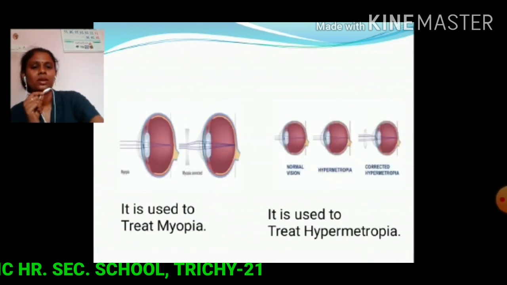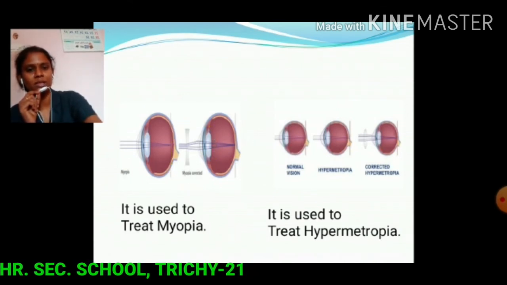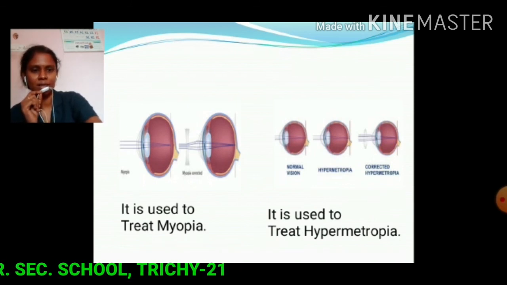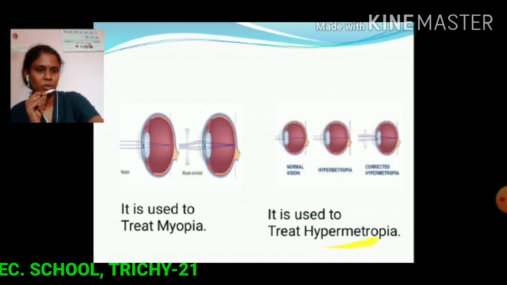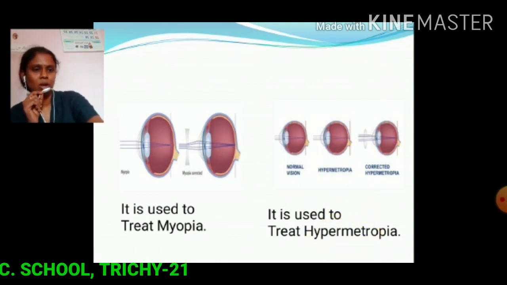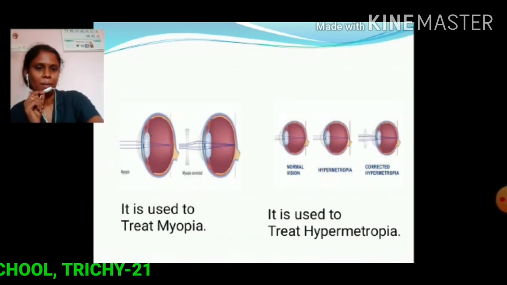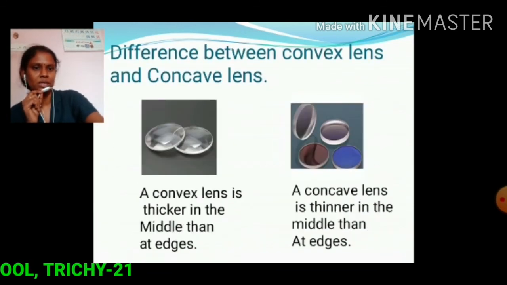Next, the uses. A convex lens is used to treat the defect of vision called myopia. Myopia is also known as short-sightedness. A concave lens is used to treat hypermetropia, which is also a defect of vision, that is long-sightedness. So a concave lens is used to correct hypermetropia, and a convex lens is used to correct myopia. So these are the basic differences between convex and concave lenses.